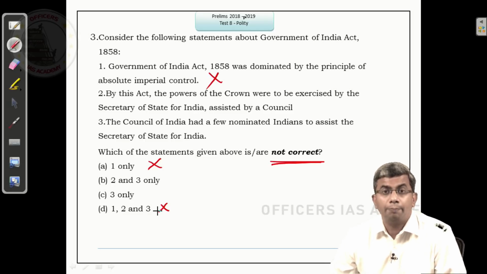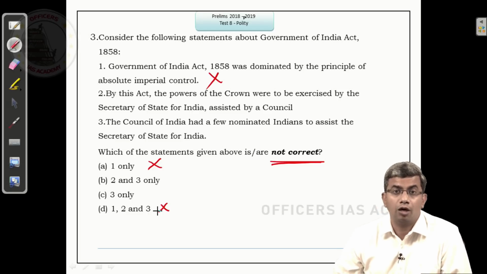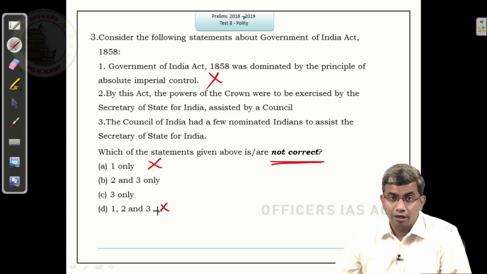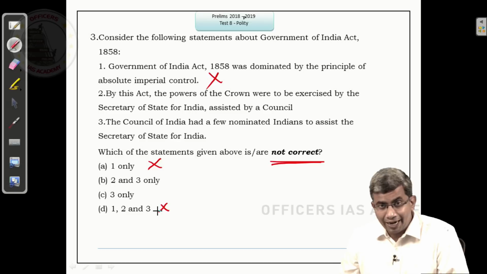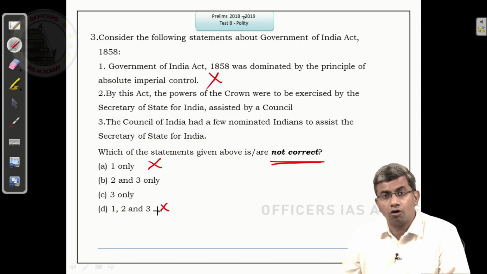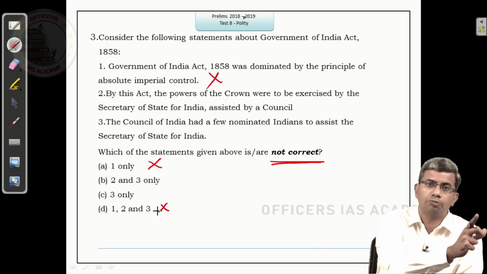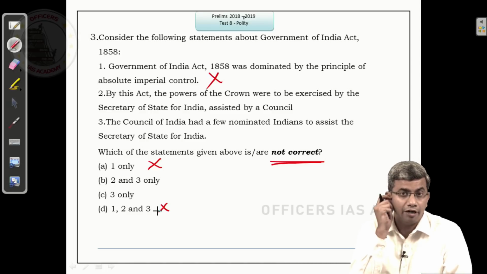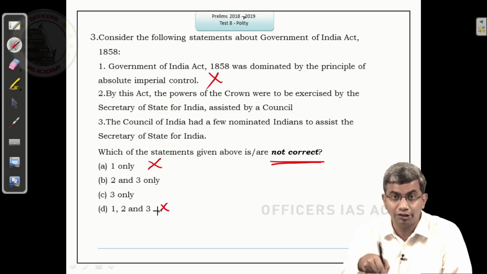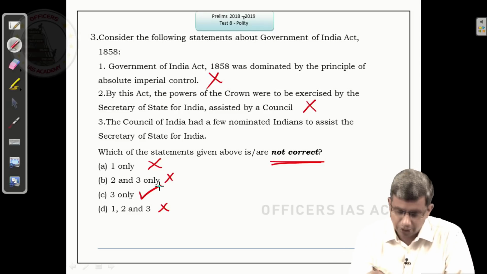By this act, the powers of the Crown were to be exercised by the Secretary of State for India, assisted by a council. So don't get confused here. There was a Governor General in India. He had a 15-member council, but the Governor General and the council members together were called Governor General in Council, who assisted the Secretary of State for India, who was placed in Britain. So the second statement is actually a correct statement. You may get misguided and feel that the second statement is also wrong, but it is actually correct, which means for the purpose of this question, it's not the answer. And so the correct answer is C, 3 only.